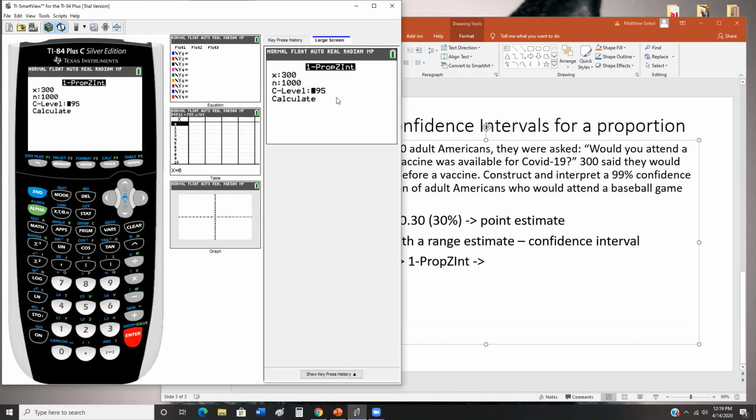And now this is important. The confidence level always defaults to 0.95. Just for reference, in industry, outside of the classroom, when people do confidence intervals, 95% is always the default standard. So that's why your calculator's set to that. But here I'm asking for 0.99. Then I'm going to scroll down to calculate and hit enter.